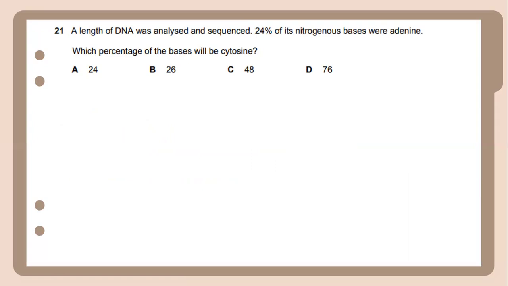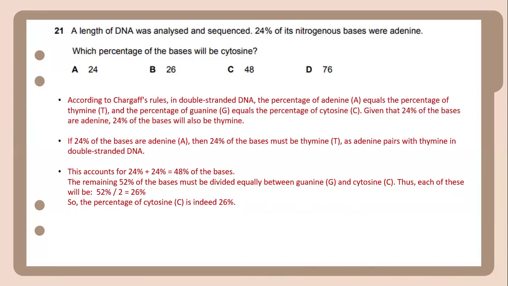The length of DNA was analyzed and sequenced. 24% of its nitrogenous bases were adenine. Which percentage of the bases will be cytosine? According to base pairing rules, in double-stranded DNA, the percentage of adenine equals the percentage of thymine, and the percentage of guanine equals the percentage of cytosine. Given that 24% of the bases are adenine, 24% of the bases must also be thymine, as adenine pairs with thymine in the double-stranded DNA.